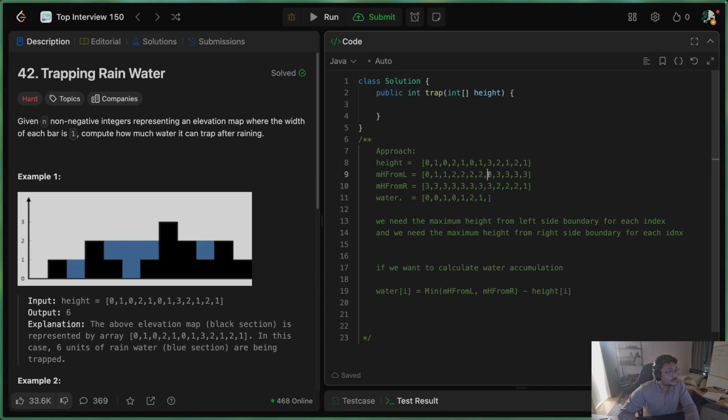Again the minimum from both these positions, at this position the minimum of both heights would be 3, and 3 minus 3 would be 0, so no unit of water accumulated here. You can see this does not have any water at this position. Again we have to take a minimum, it is 2, and 2 minus 2 would be again 0.